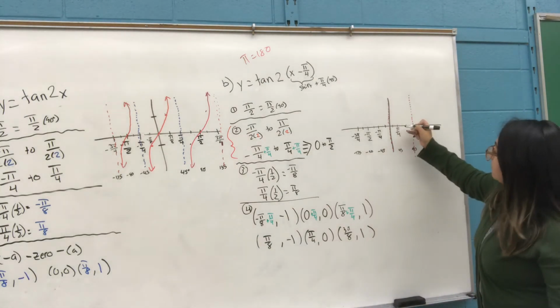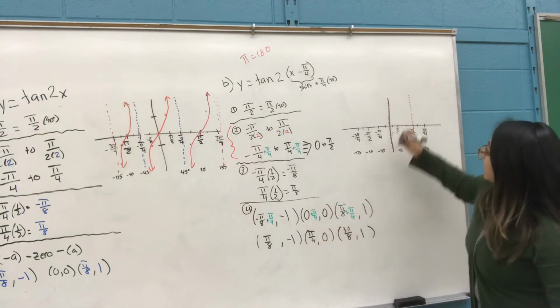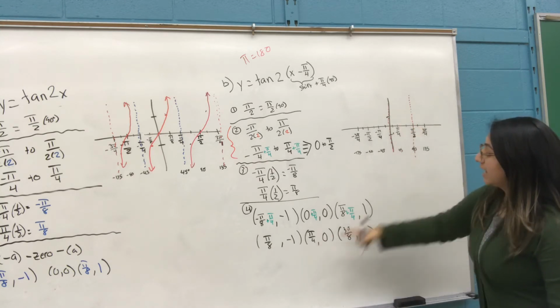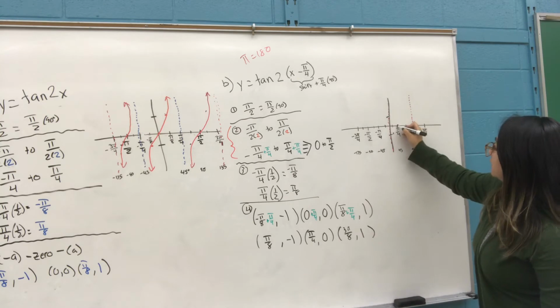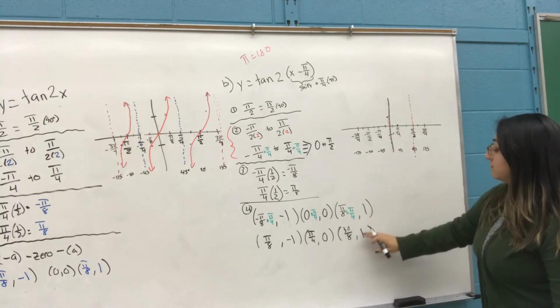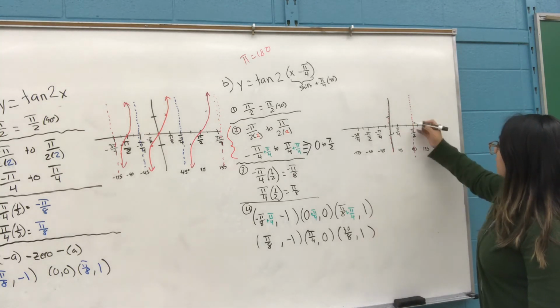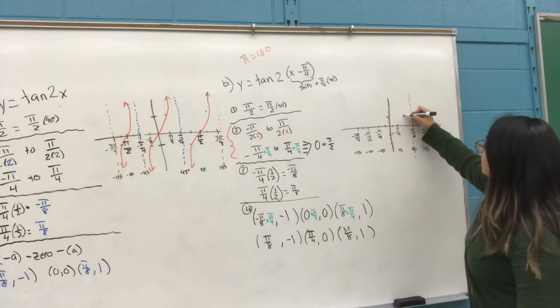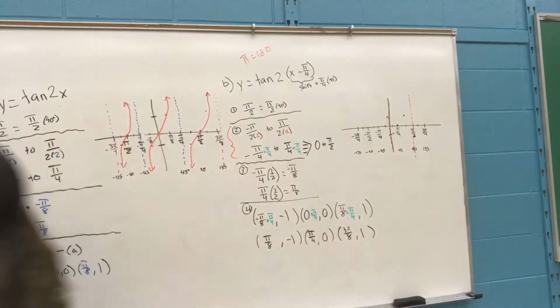Here, radians over 4. I have radians over 8 and -1. So that's going to be about right here. I have radians over 4, 0. That's going to be about right there. And 3 radians over 8 and 1, that is between these two right here. I don't remember what it is. I had it written down.